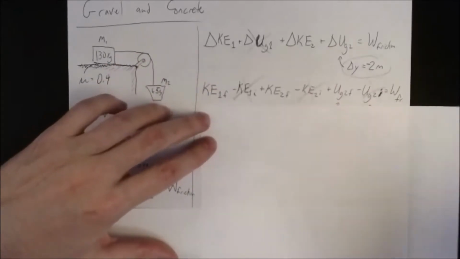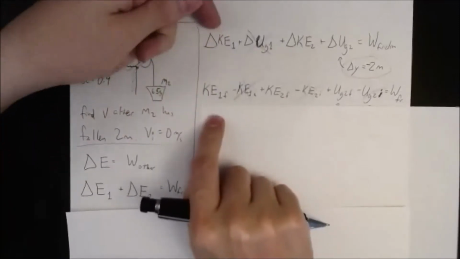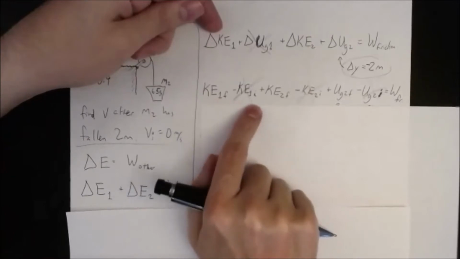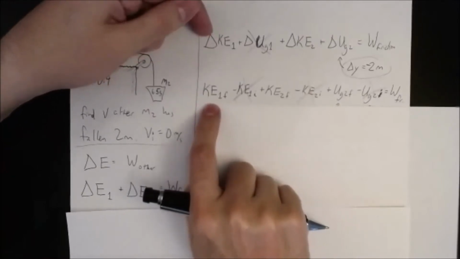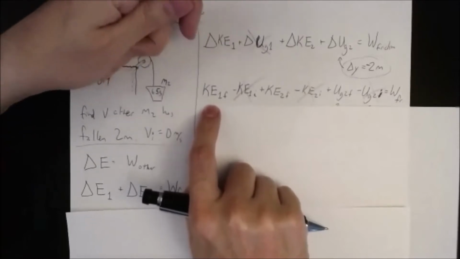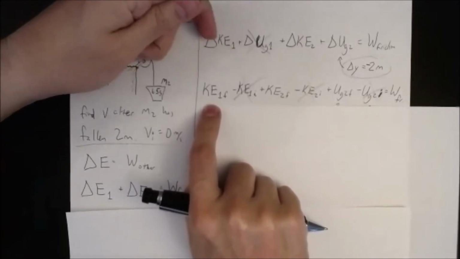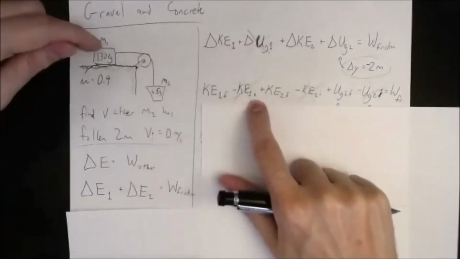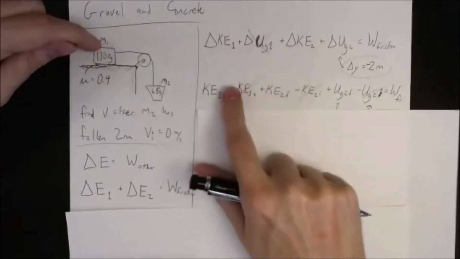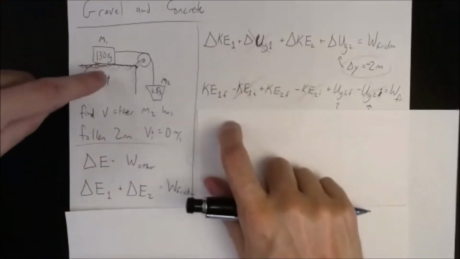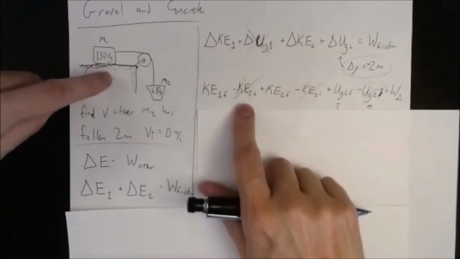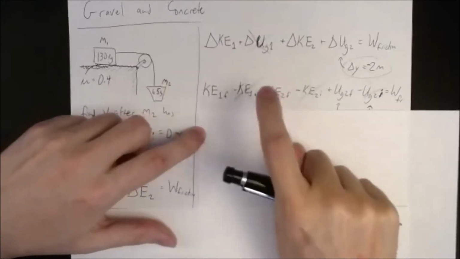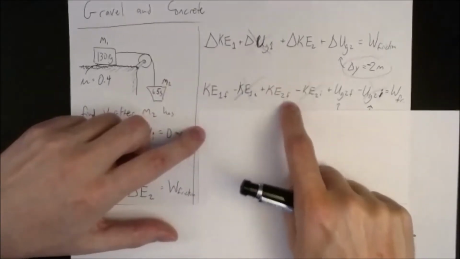And now it looks awful again because I took delta KE1 and broke it up into KE1 final minus KE1 initial. Remember, delta is final minus initial, so delta KE1 is final KE1 minus initial KE1. But my initial kinetic energy of block 1 was nothing, so I've crossed it out because the system starts at rest. I said in the problem, this system starts at rest, so the initial kinetic energy is 0. So cross that out. Plus kinetic energy 2 final.